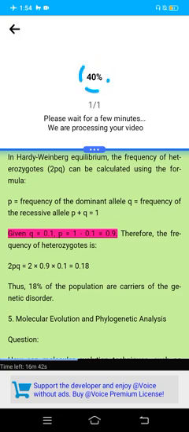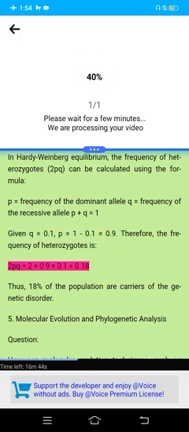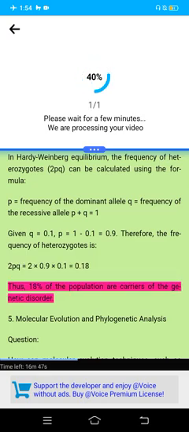Given q equals 0.1, p equals 1 minus 0.1 equals 0.9. Therefore, the frequency of heterozygotes is 2pq equals 2 times 0.9 times 0.1 equals 0.18. Thus, 18% of the population are carriers of the genetic disorder.